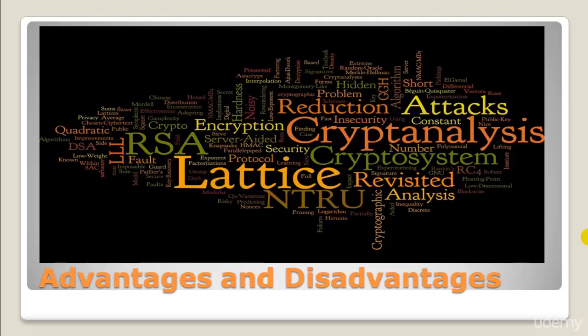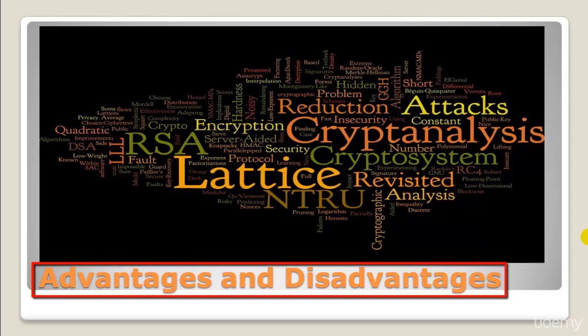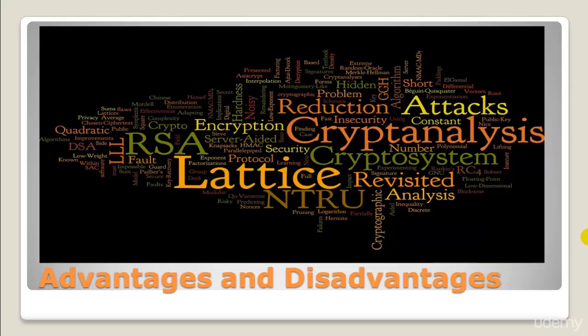So finally, we come to the advantages and disadvantages of cryptography. Even though public key cryptography is the accepted standard, it's not foolproof. For this reason, it has not completely replaced symmetric cryptography. So there are some advantages and disadvantages of it.